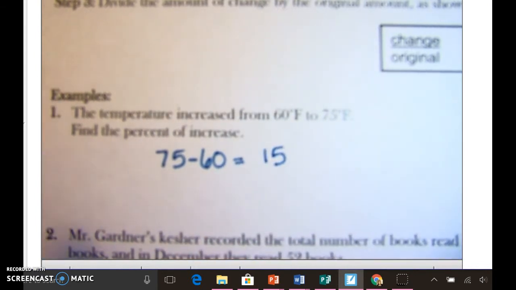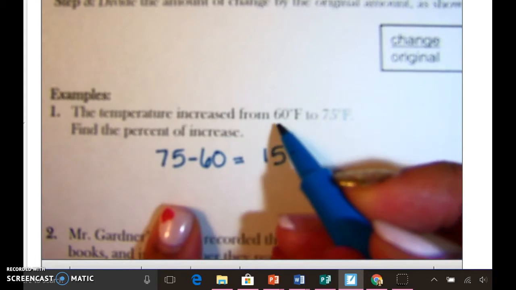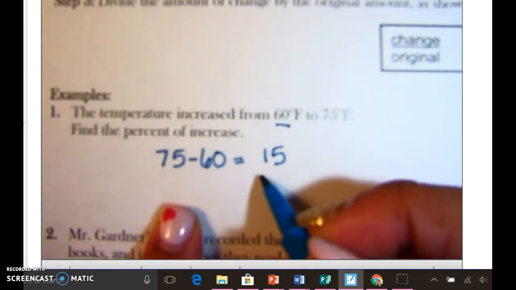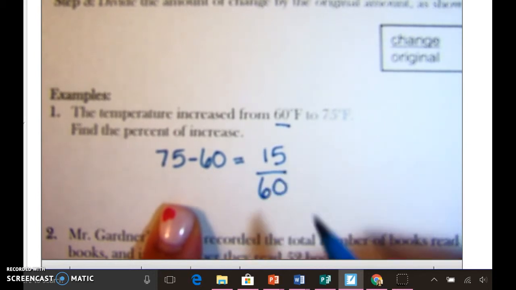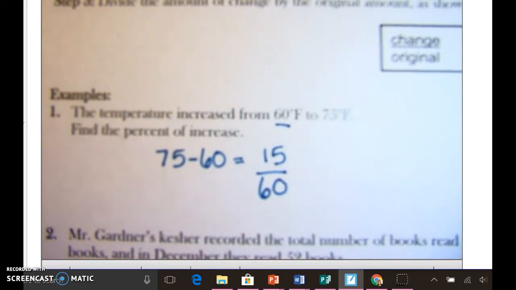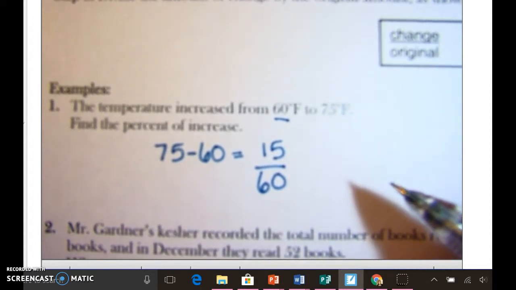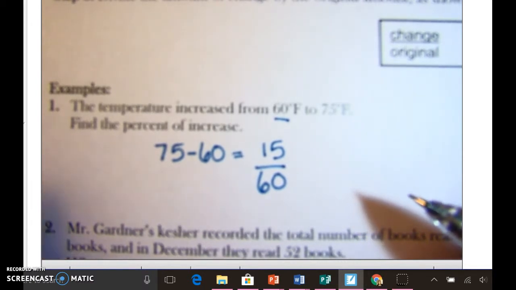Now, I find the original amount. What was the original amount? Well, it started at 60 and it went up to 75. So I'm going to put 15 over 60. And the last step is I need to convert this into a decimal. Converting a fraction to a decimal, you divide the bottom number into the top number. But sometimes it's helpful if you can reduce it to a smaller number. Then it's helpful to have smaller numbers.